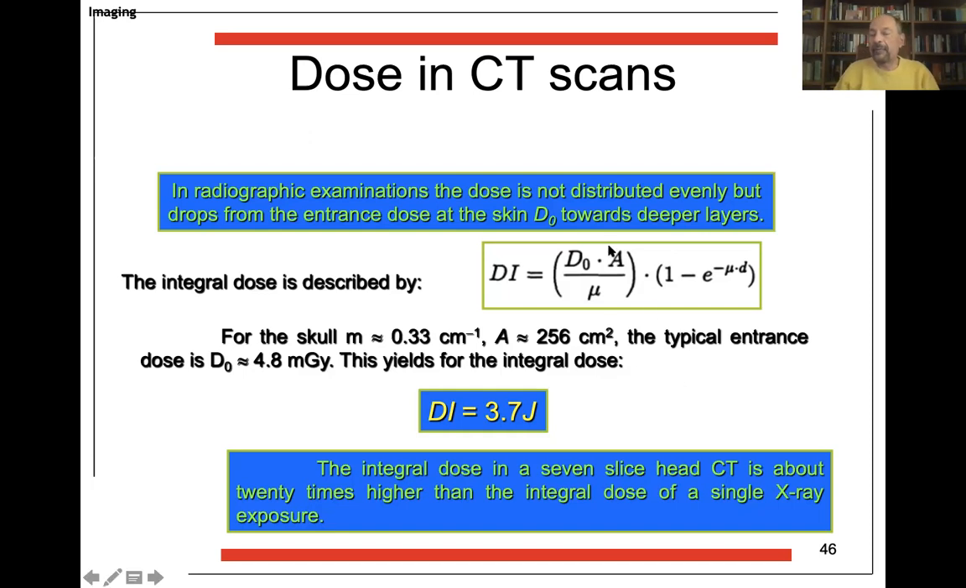So this formula gives you a way to calculate the integral dose, starting from the surface dose, the characteristic penetration depth, the thickness of the sample, and the absorption coefficient. This turns out to be, for the skull, for example, where mu is 0.33 centimeters minus 1, an area of 256 square centimeters, and 4.8 milligray, an integral dose of 3.7 joule.